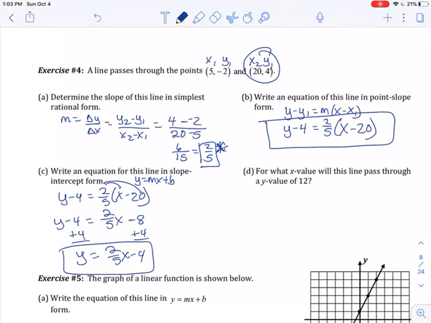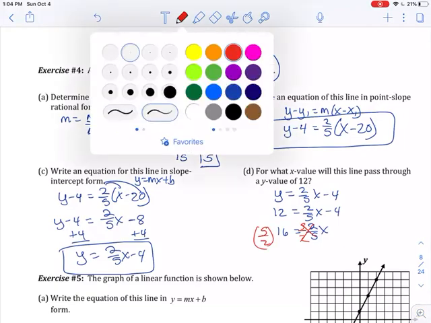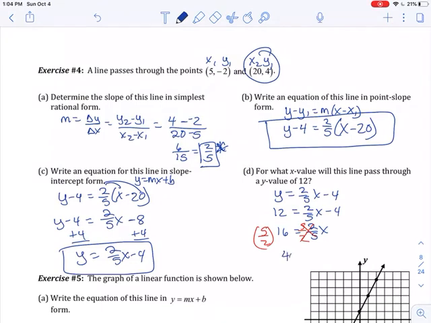For what x value will this line pass through a y value of 12? So my y value is 12. So I'm just going to take that equation that I just found in part C, but I have a y value of 12. So I'm plugging in 12 for y, and I'm going to solve for x. So I'm going to add 4. 16 equals 2/5 x. And then if I have a fraction, I'm going to multiply by the reciprocal to get rid of it, which means I need to multiply this side by 5/2. And that gives me 40. So x equals 40.